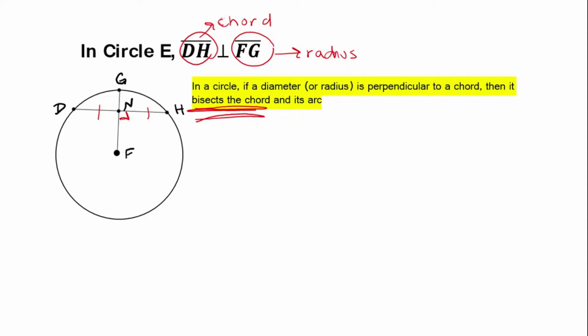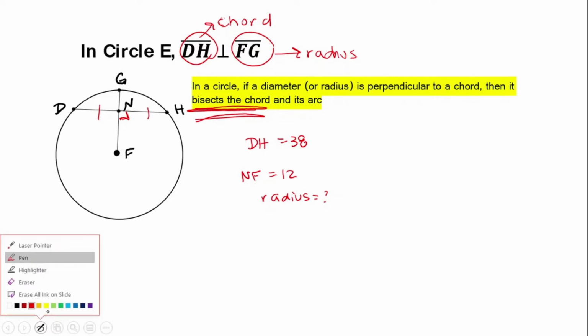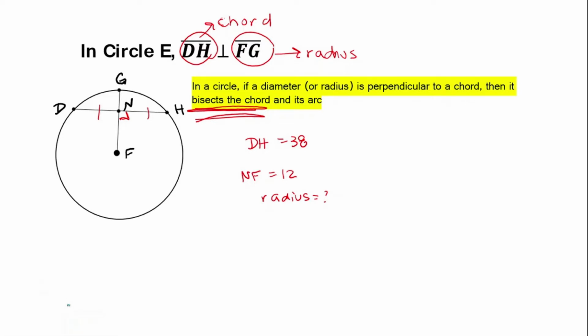All right, so I'm going to make up a problem where we'll use this theorem. Let's say that DH is equal to 38, NF equals 12, and let's find the radius. Okay, so a little tip for you with these problems, anytime you're given the measure of an entire chord, you don't need that whole chord, just divide that by 2, okay? We don't need those 38s. So this side is going to be equal to half of 38, which is 19. So each of those little sections will be 19.